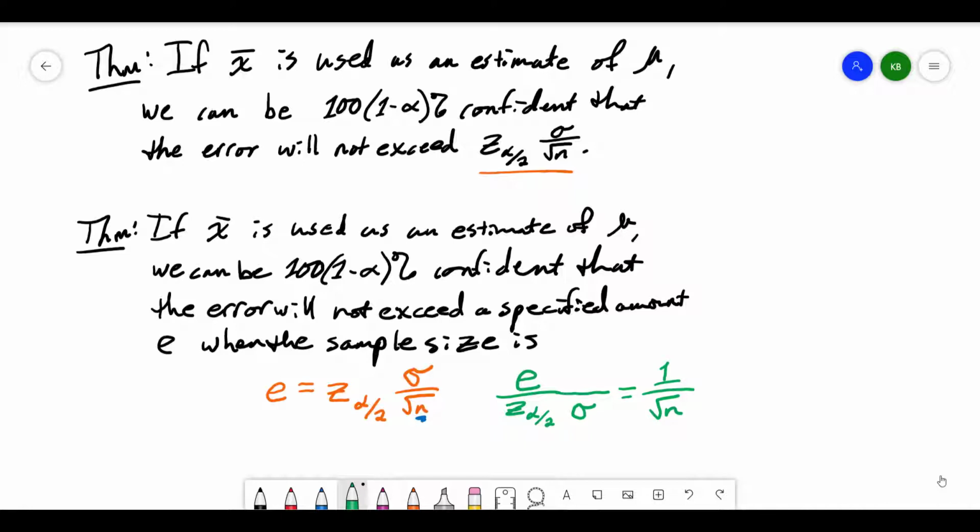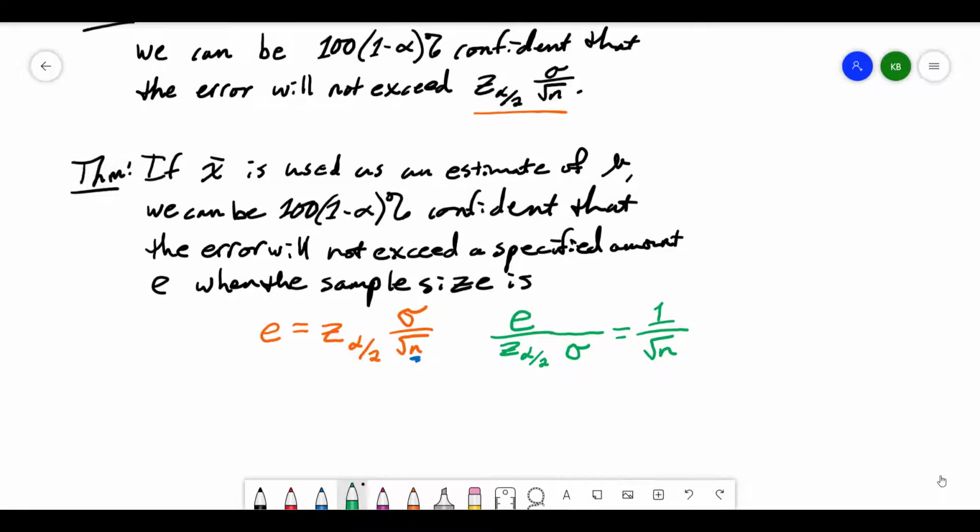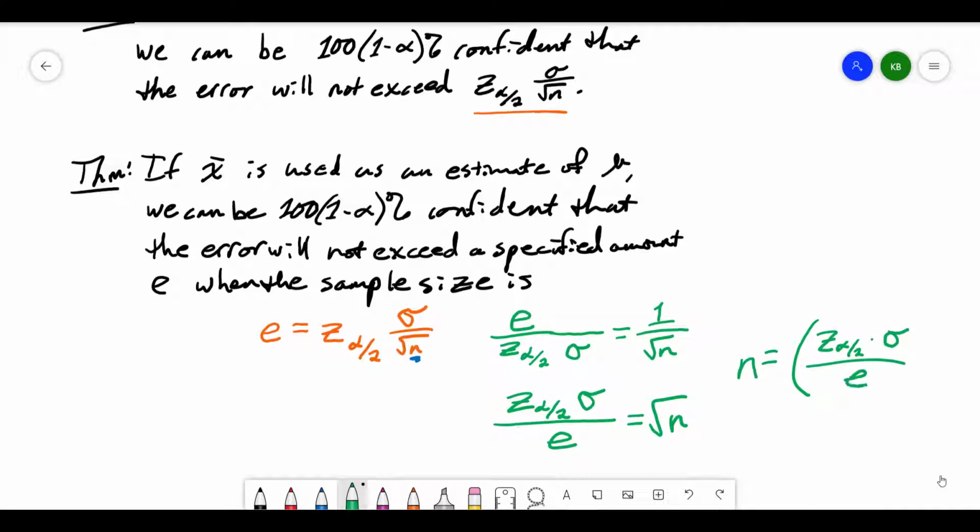And then I need to find the reciprocal of both of these sides. So this is going to really say that z sub alpha divided by 2 times the standard deviation divided by E is going to equal the square root of n. And squaring both sides, I get the result of my theorem that says that n equals z sub alpha divided by 2 times the standard deviation divided by E, the quantity squared. So that is my second theorem.